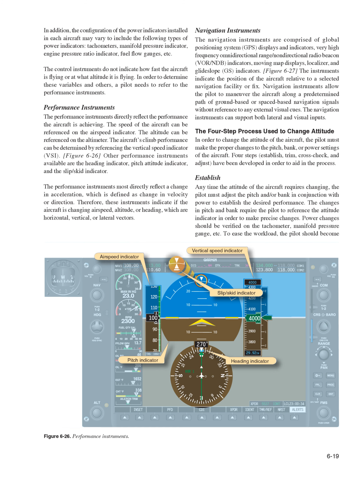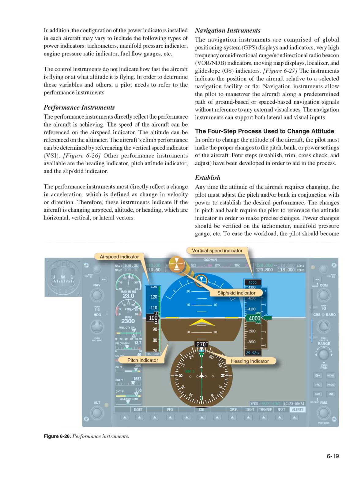In addition, the configuration of the power indicators installed in each aircraft may vary to include the following types of power indicators: tachometers, manifold pressure indicator, engine pressure ratio indicator, fuel flow gauges, etc. The control instruments do not indicate how fast the aircraft is flying or at what altitude it is flying. In order to determine these variables and others, a pilot needs to refer to the performance instruments.